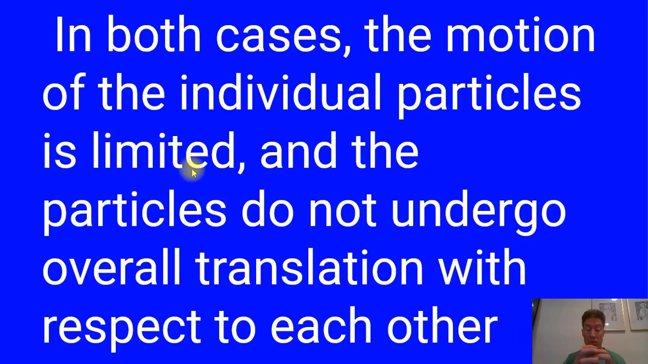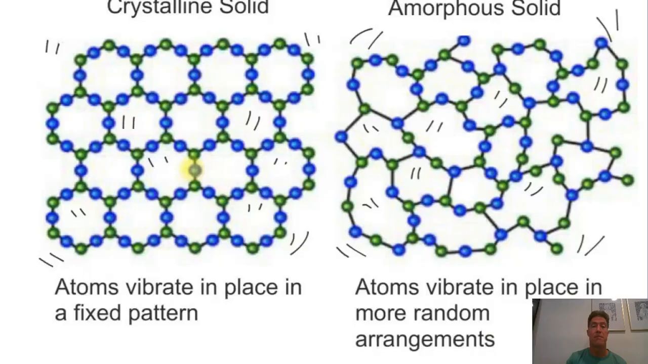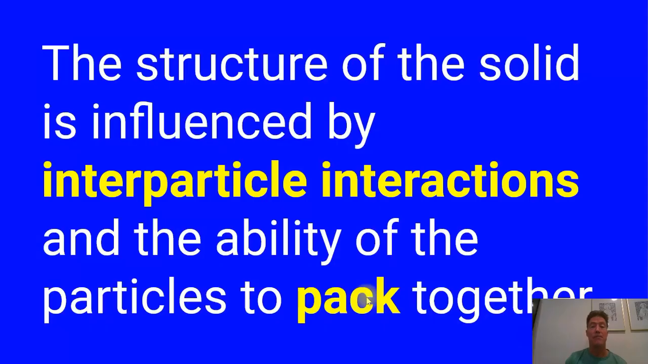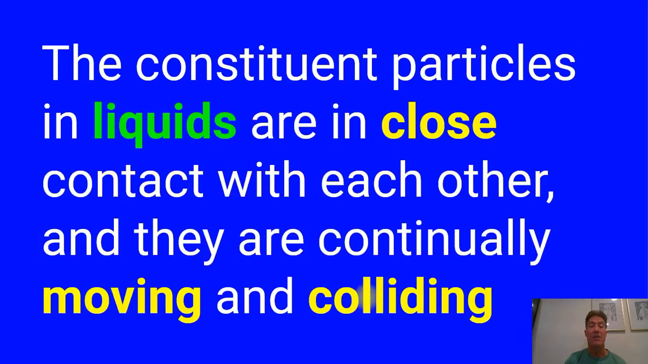They stay relatively rigid. But as we're going to see with kinetic molecular theory, everything moves, including rigid structures. They don't move with respect to each other, but they vibrate and twist and stretch in place. So in a crystalline solid, the atoms vibrate in place in a fixed pattern. In an amorphous solid, they vibrate in place more randomly. The structure of the solid is influenced by the interparticle interactions and the ability of the particles to pack together.